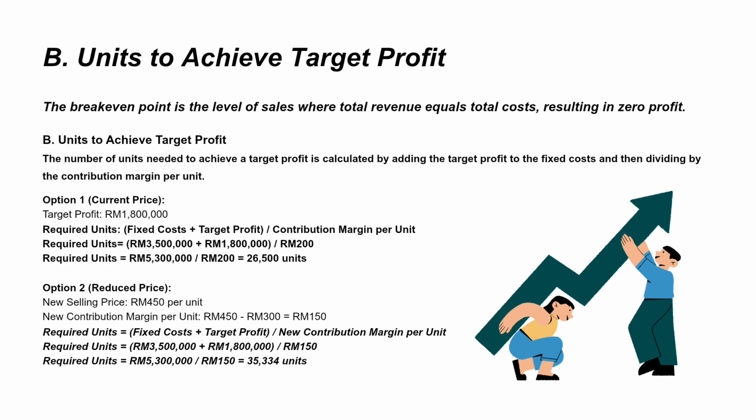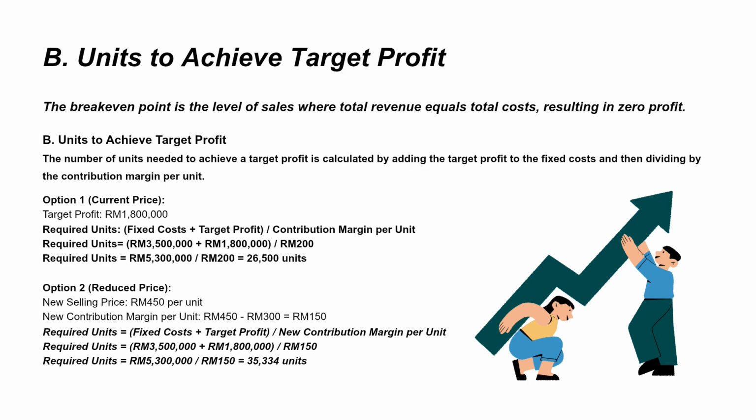Analysis of option 1, maintain the current price of 500 ringgit. This is the more conservative approach. By maintaining the 500 ringgit price, we keep a high contribution margin of 200 ringgit per unit. To achieve our target profit, we only need to sell 26,500 units. This option allows us to maintain a strong profit margin and preserve the Ultra Processor's image as a premium product in the market.